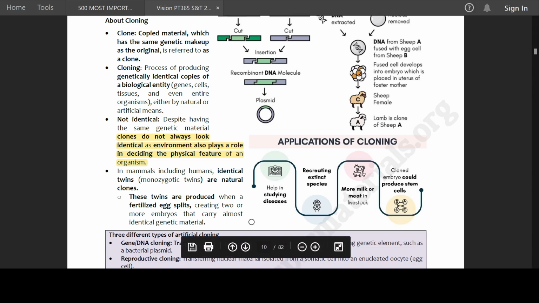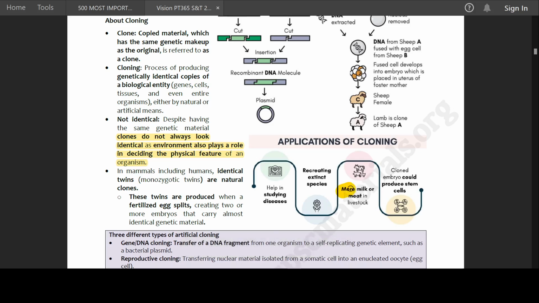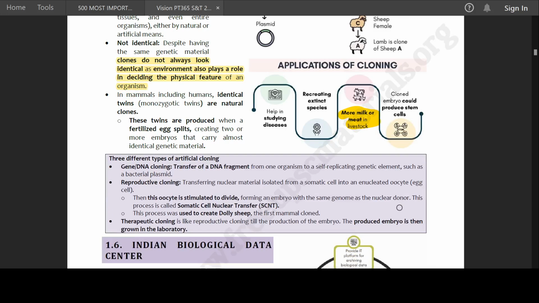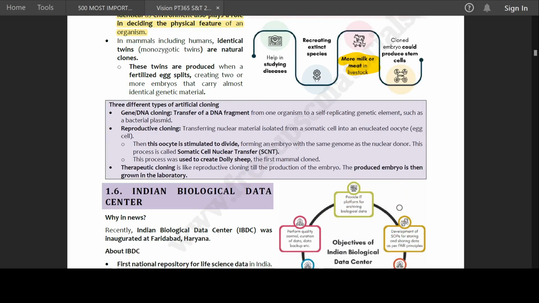Applications of cloning: helping in studying diseases, recreating extinct species, and producing more milk or meat in livestock by cloning. Cloned embryos could also produce stem cells. Three different types of artificial cloning: gene or DNA cloning is the transfer of a DNA fragment from one organism to a self-replicating genetic element such as a bacterial plasmid.